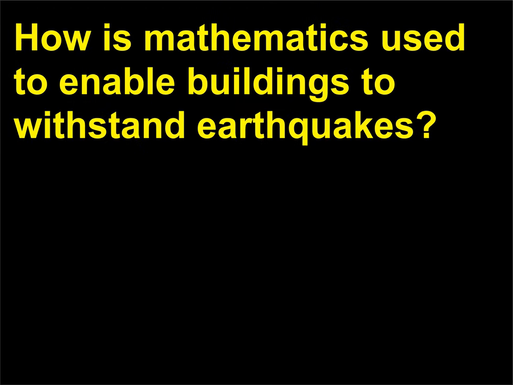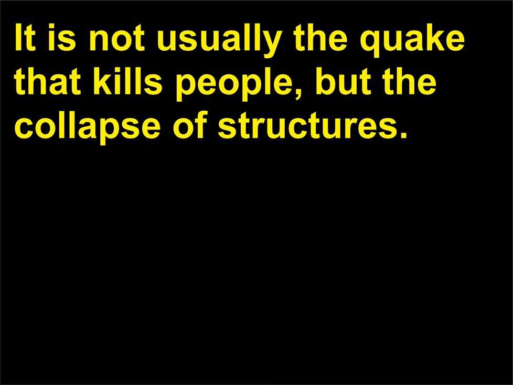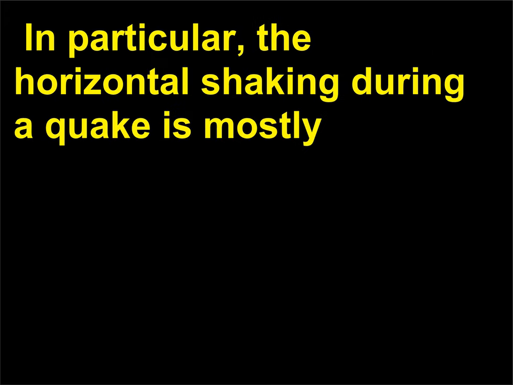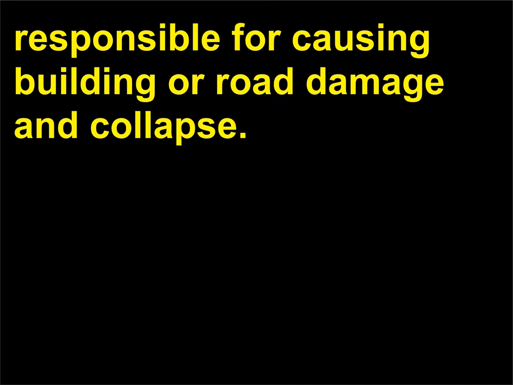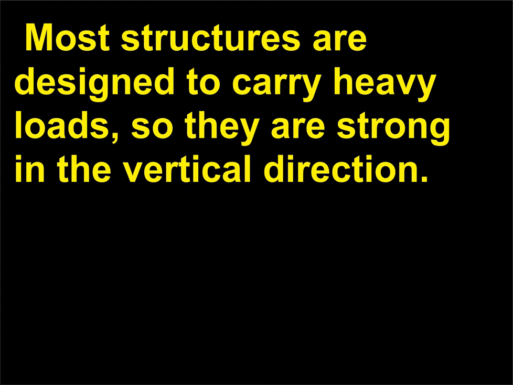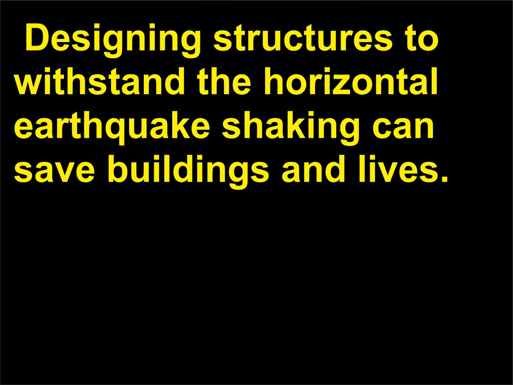How is mathematics used to enable buildings to withstand earthquakes? It is not usually the quake that kills people, but the collapse of structures. In particular, the horizontal shaking during a quake is mostly responsible for causing building or road damage and collapse. Most structures are designed to carry heavy loads, so they are strong in the vertical direction. Designing structures to withstand the horizontal earthquake shaking can save buildings and lives.